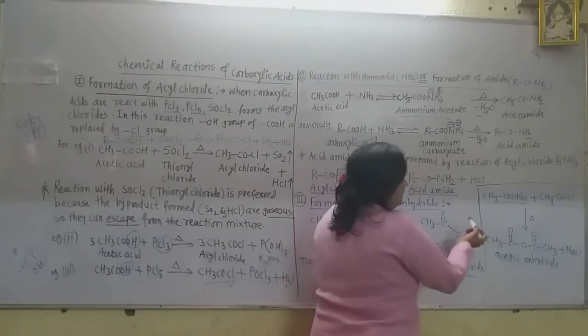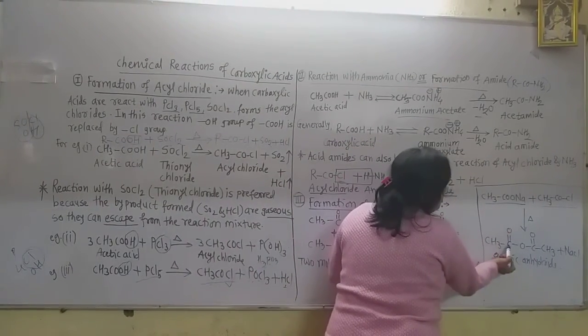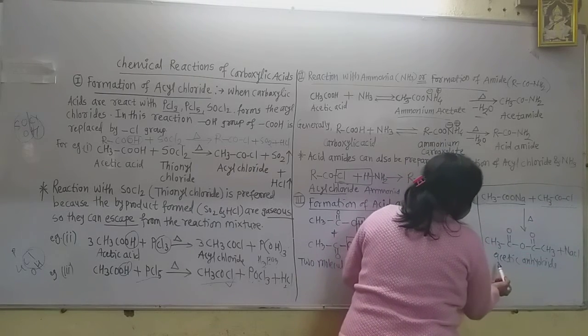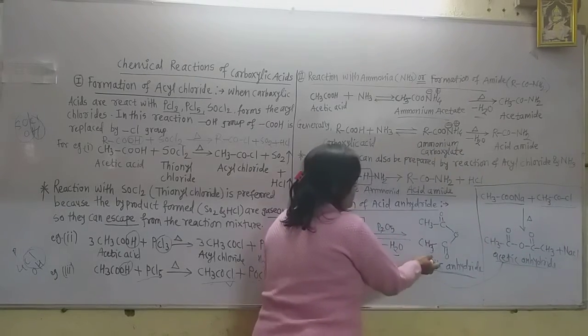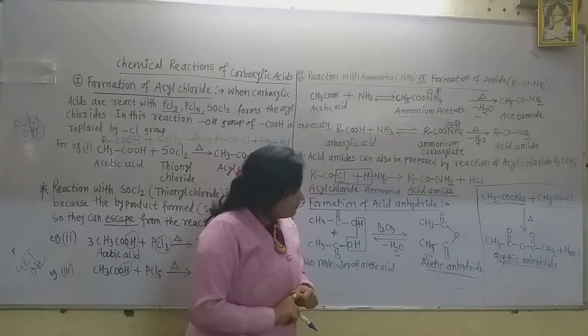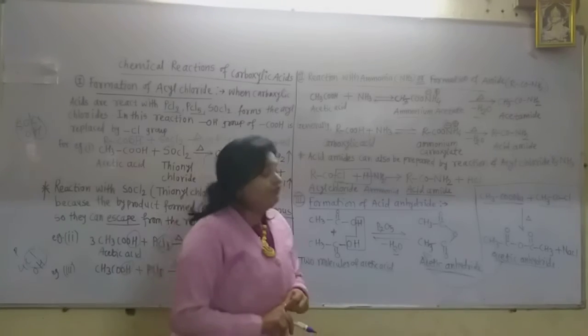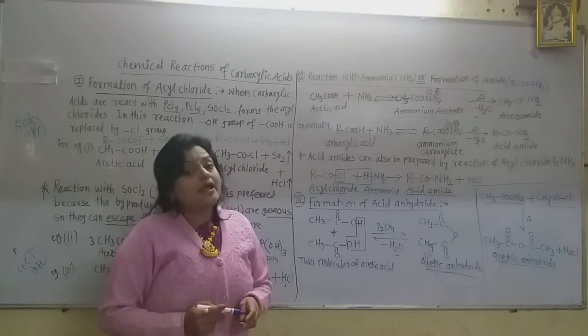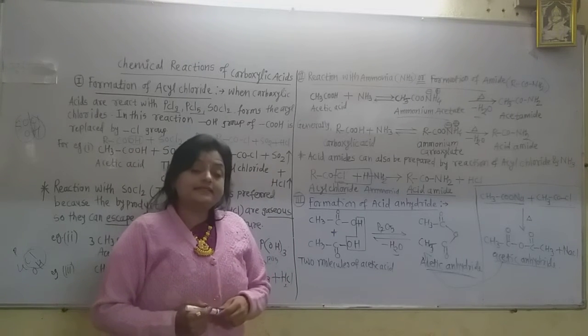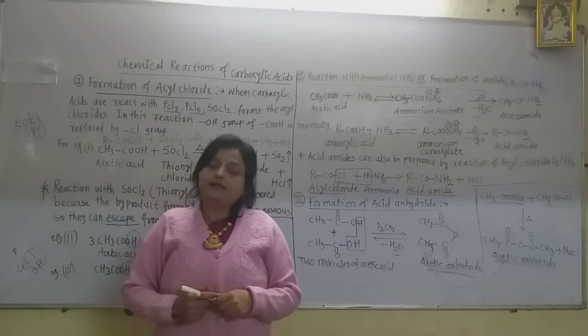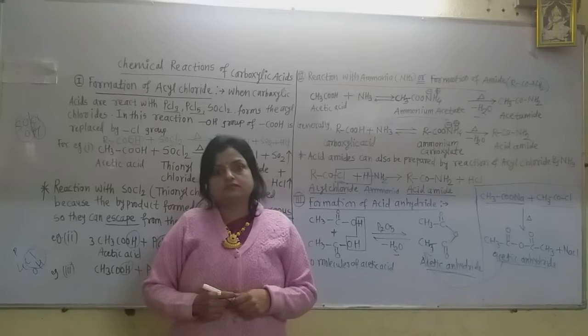Now see here, this CH3CO, this O is again there, then this CO and CH3. That is the acetic anhydride, similar to this. They are one and the same, only two different methods of writing. But this is the convenient method for the preparation of acid anhydride. Let us see the next chemical reaction of the acetic acid.